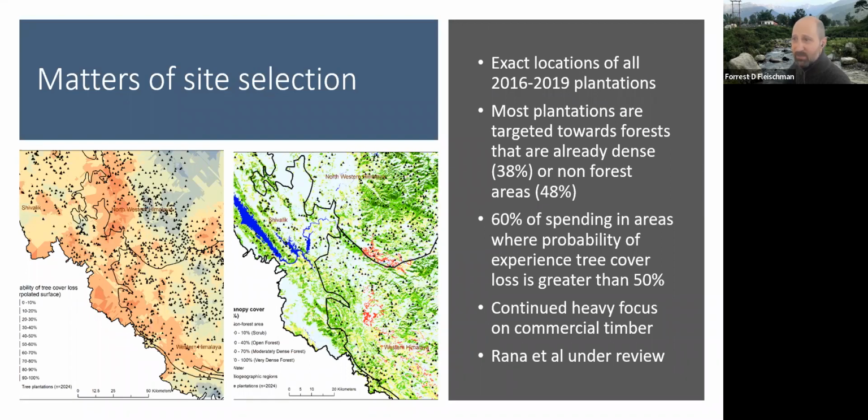48% of plantations were targeted in areas where there is not currently forest. This could be a good thing as well. Maybe these are good places to restore forests, but it could be a bad thing. It could be that we're planting in places like steep, rocky, south-facing slopes where maybe those areas are naturally some kind of open savanna or scrubland, and they're not actually good places for forest growth.